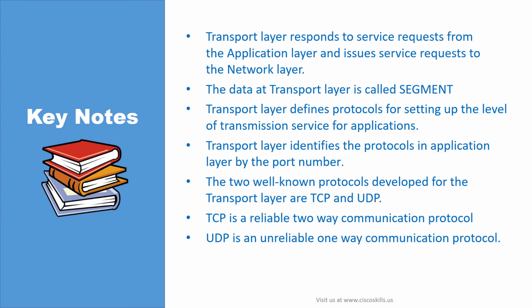Let's sum up our video with the keynotes. Transport layer responds to service requests from the application layer and issues service requests to the network layer. The data at transport layer is called segment. Transport layer defines protocols for setting up the level of transmission service for applications. Transport layer identifies the protocols in application layer by the port number.